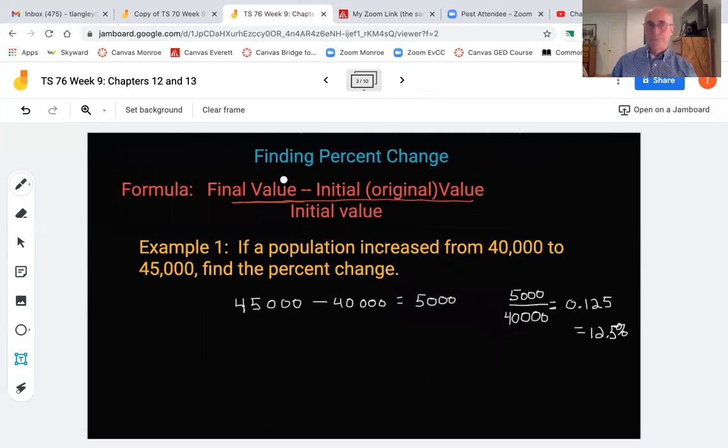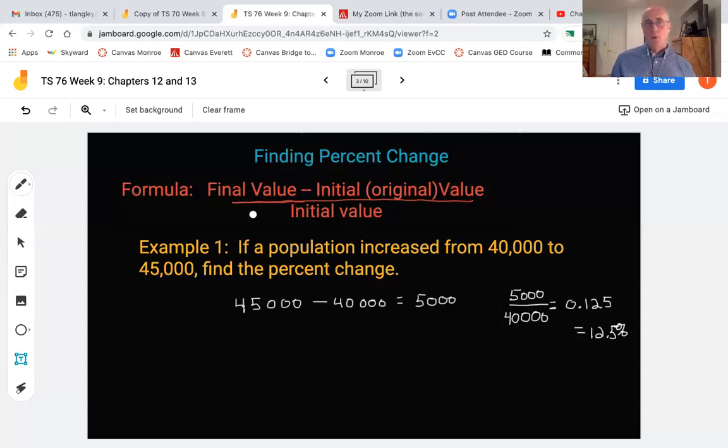All right. This is maybe the first or the second main concept of chapter 12. It's finding the percent change of something. So probably what you want to do is stop the recording, copy this down, and then press play again. Okay. Having said that, here's the formula to find the percent change of something.